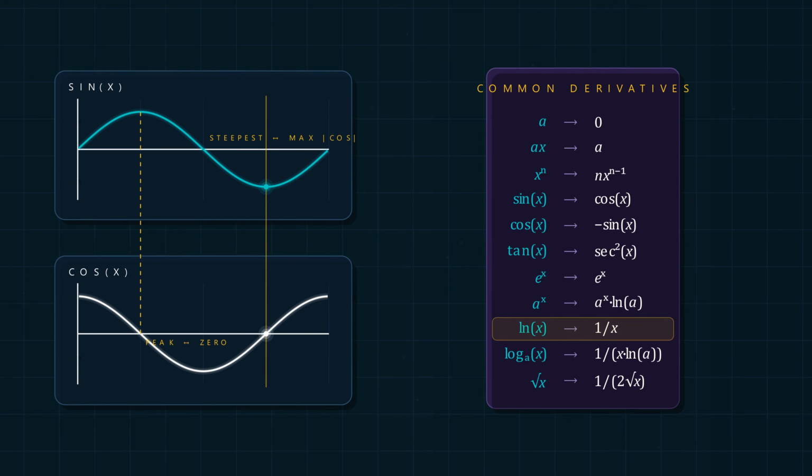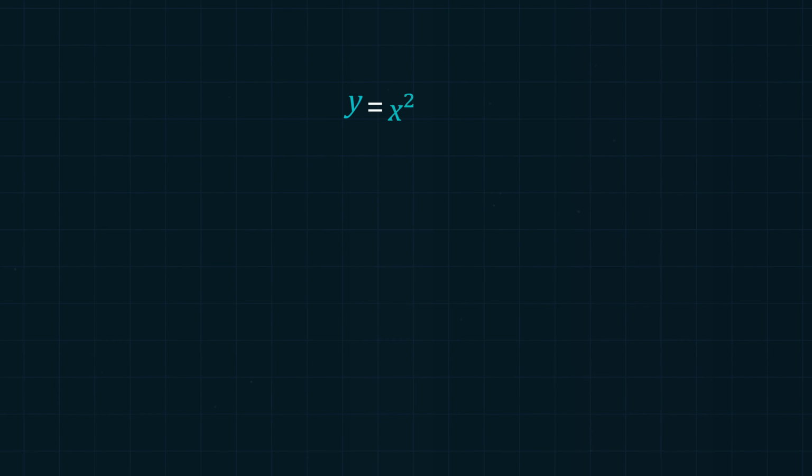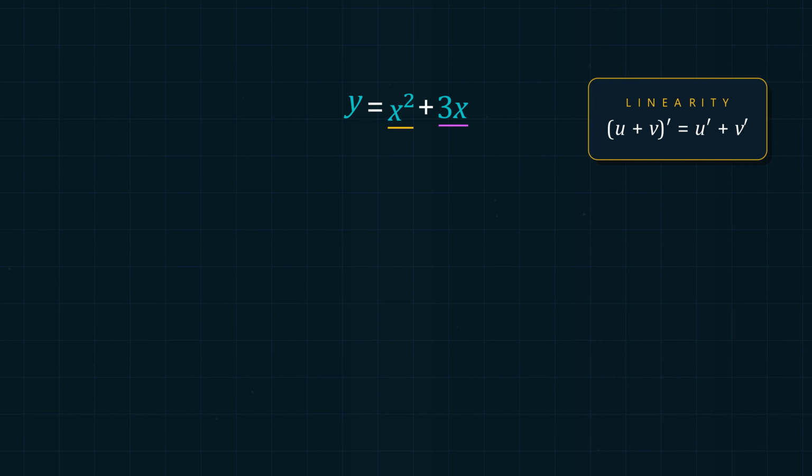And the derivative of the natural logarithm is 1 over x. Memorize this table. You'll use it constantly. What if our function has multiple terms added together? The linearity rule tells us we can simply differentiate each term separately and add the results. For y equals x squared plus 3x, the derivative is 2x plus 3.